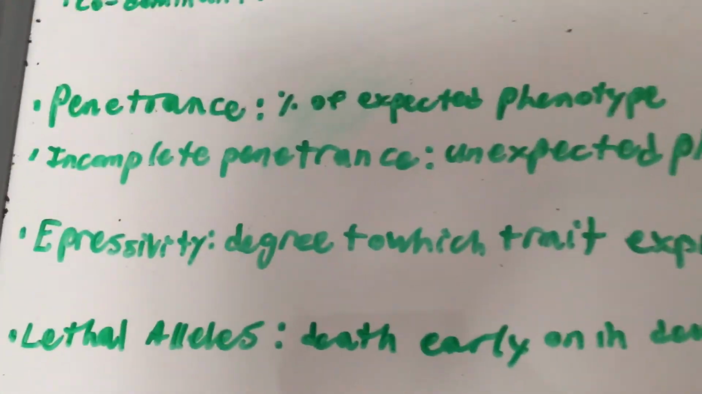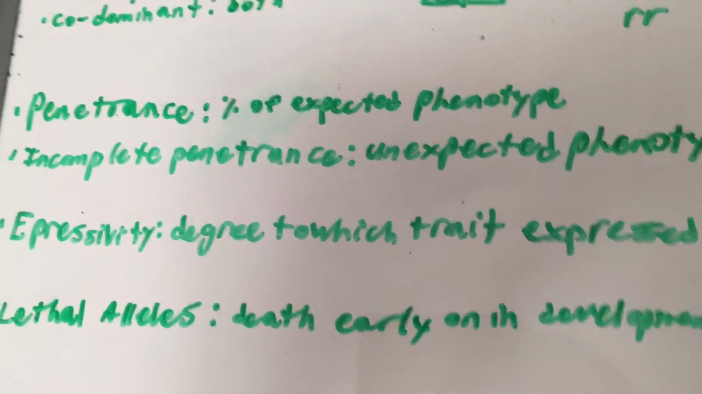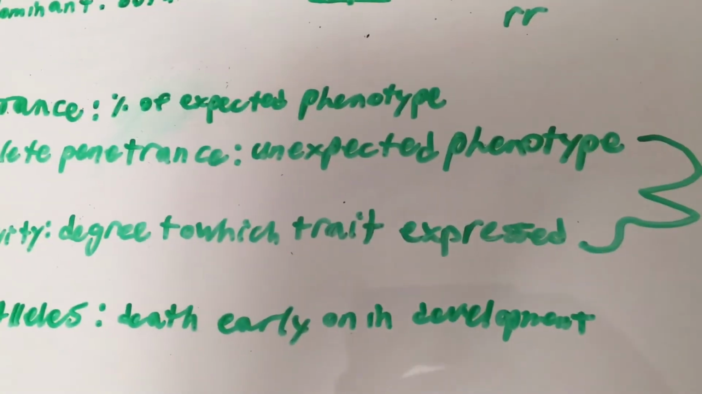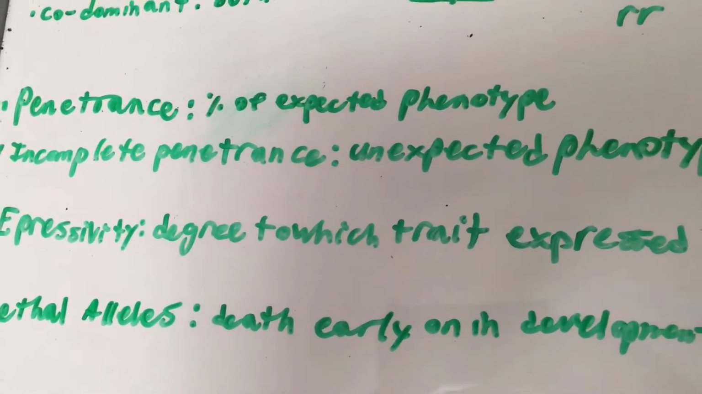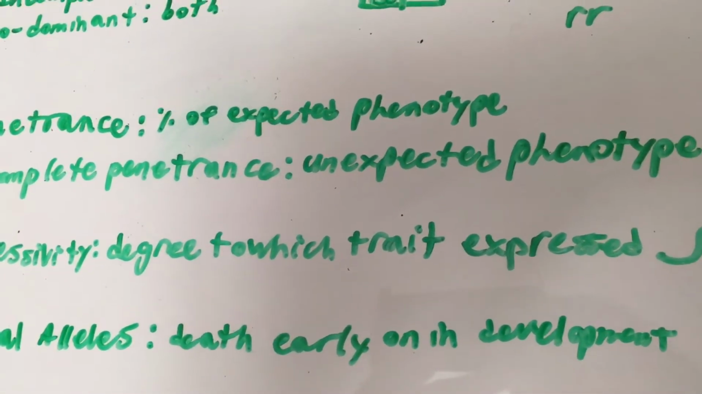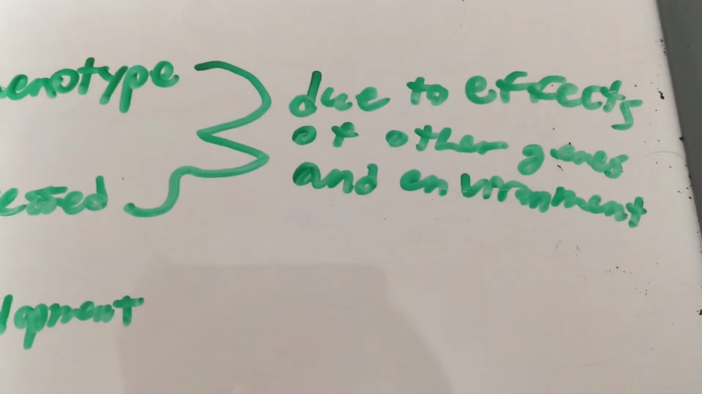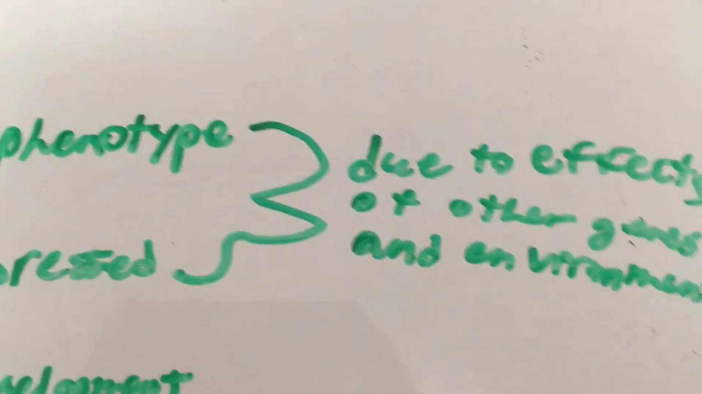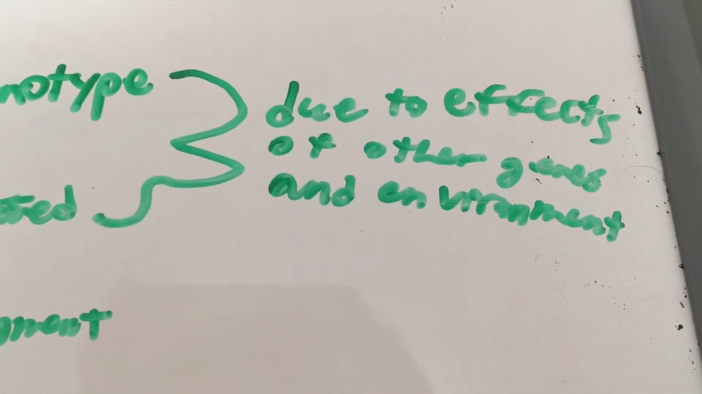Now let's go over some definitions. Penetrance, that's the percentage of expected phenotype. Incomplete penetrance, that's the percentage of unexpected phenotype. And the expressivity is the degree to which the traits are expressed. Now, expressivity and incomplete penetrance occur due to effects of the other genes and also the environment.